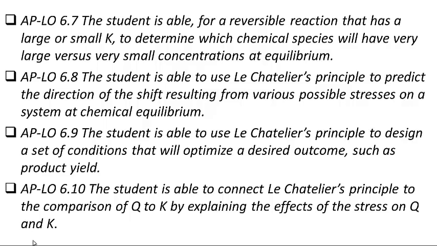Student is able to use Le Chatelier's principle to predict the direction of the shift. I feel like you guys are comfortable doing that already. Student is able to use the principle to design a set of conditions that will optimize the desired outcome. This is one we're going to have to look at, I think, a little bit more. And the student is able to connect the principle of Le Chatelier to comparison of Q and K by explaining the effects of the stress on Q and K. So this is what the AP says you should know from this chapter of our story of chemistry. And we're done with 15.